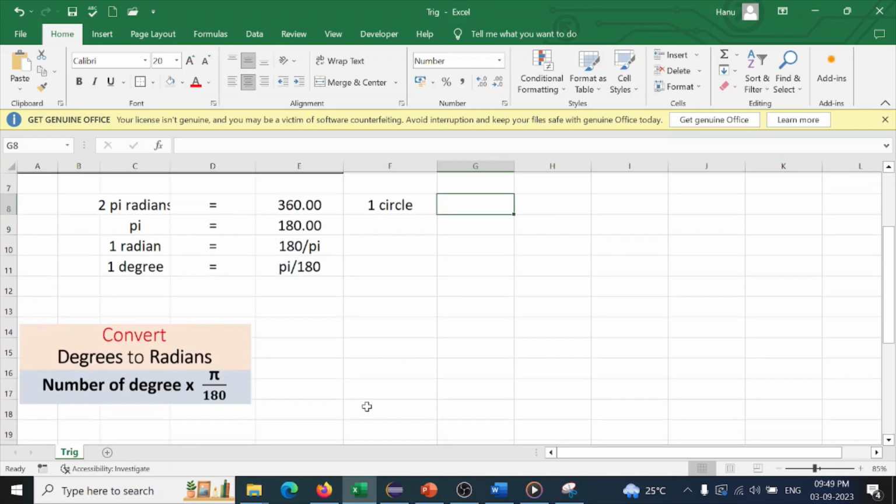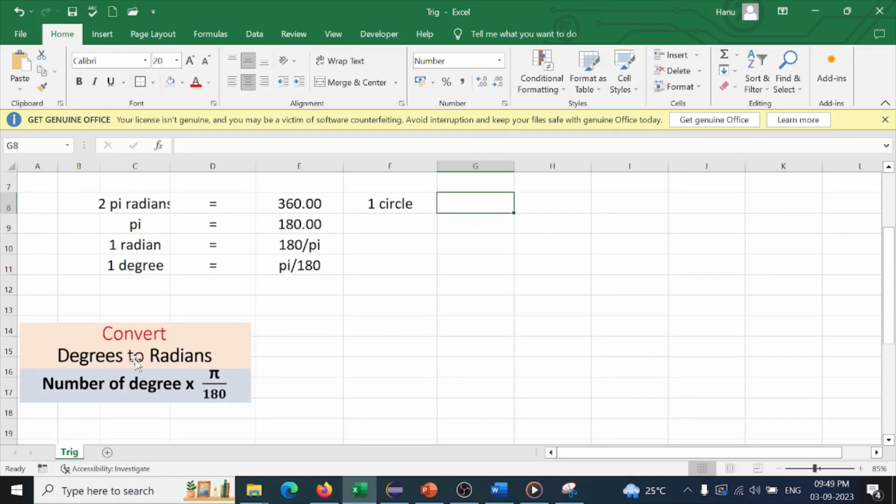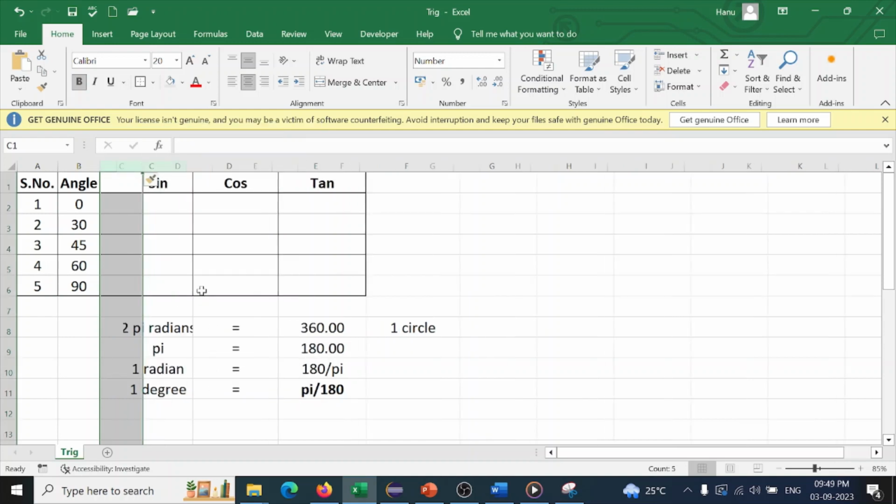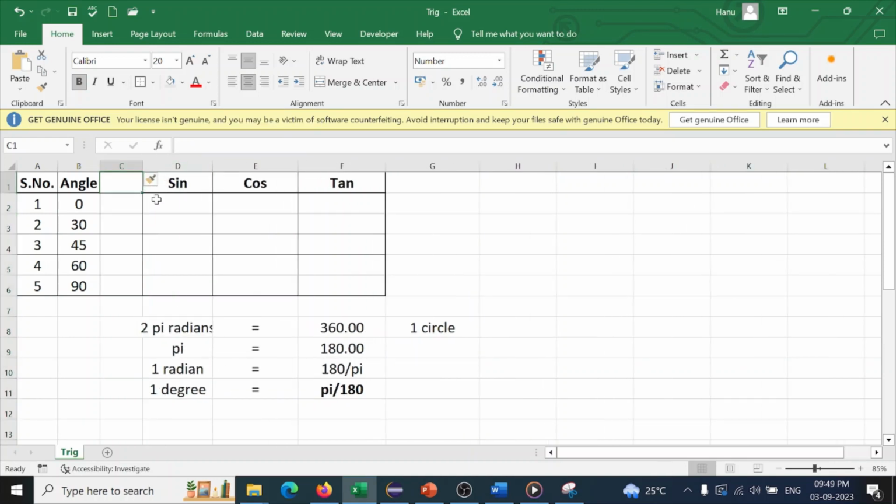So for our formula, how to convert degrees to radians? We need to multiply the number of degrees by pi by 180. That is nothing but this formula. Let us do it here. I am inserting one column here, and let us convert it by multiplying with pi by 180.